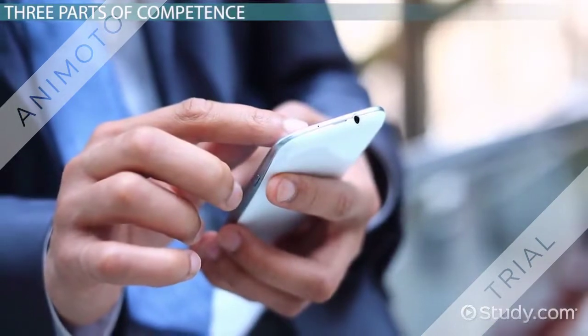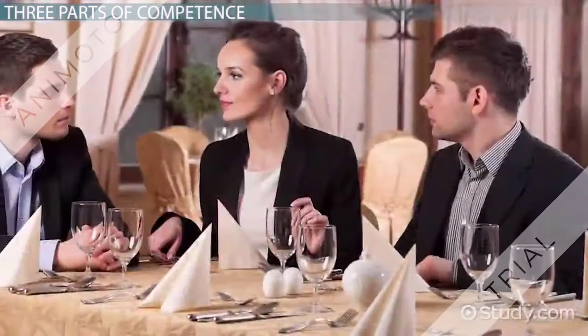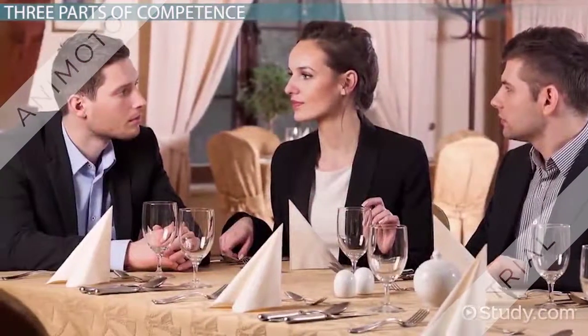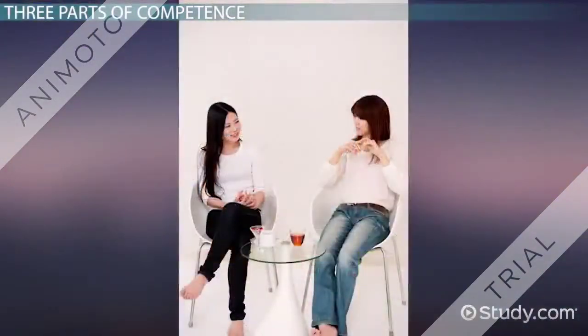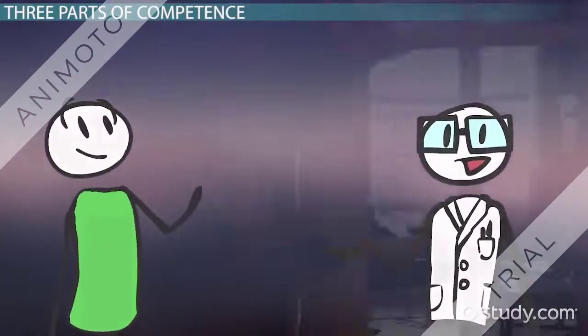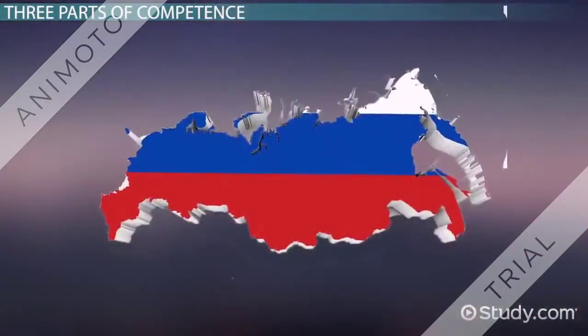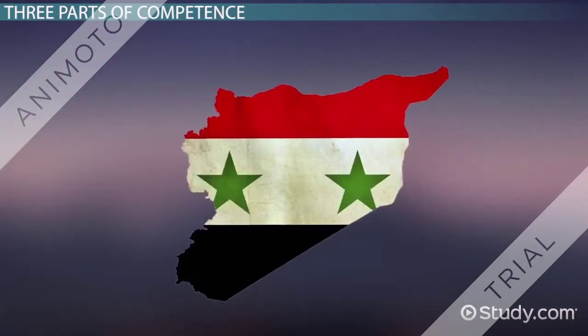The second part of communication competence is knowledge, or understanding how to act. Even if you want to communicate, you can't unless you understand cultural guidelines for communication. Some cultures are formal, some are informal, some shake hands, some bow, and some put a lot of emphasis on using hand gestures to communicate. Understanding how to interact is an important part of communication competency.